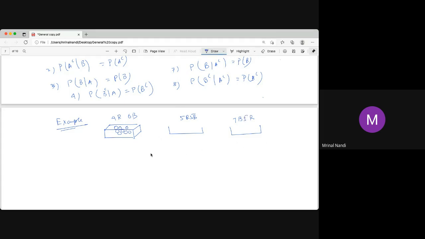Now I roll a die. If 1 or 2 occurs, I choose the first box. If 3 or 4 occurs, I choose the second one. If 5 or 6 occurs, I choose the third one. So I roll a die, I know the outcome of this die, and accordingly I choose the box. Then I take a ball from that, only one, randomly, without seeing. And what is the probability that this ball is red?